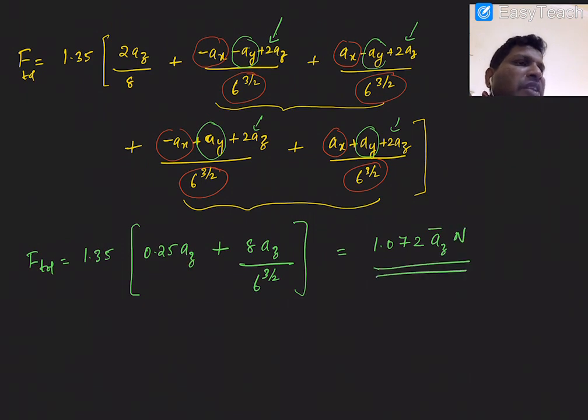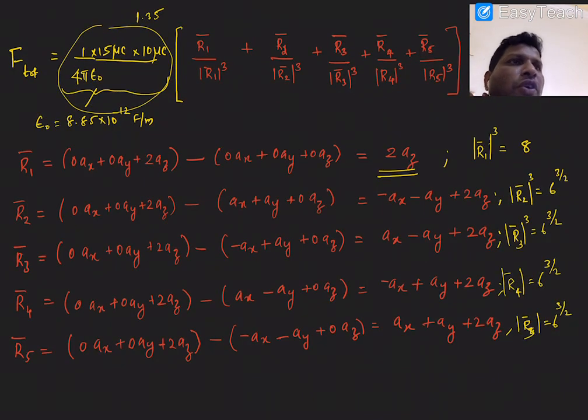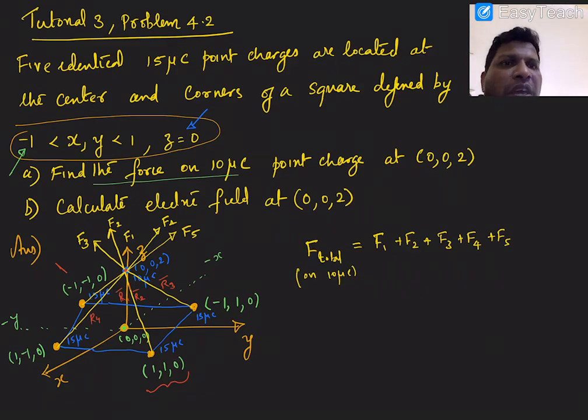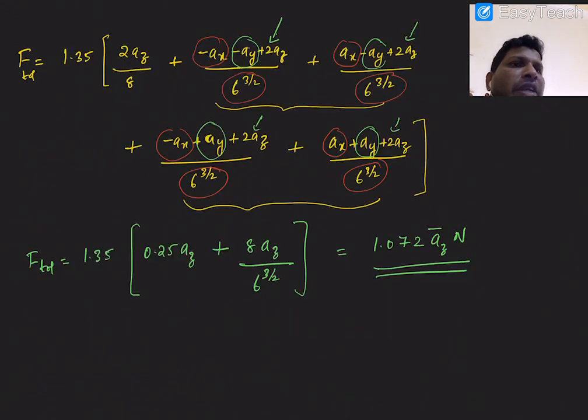That means the direction of the total force, the combined force, will be towards the Z direction, just only up. That means all the horizontal components will cancel each other. So this will be the direction of the force. So I hope it is clear to you.